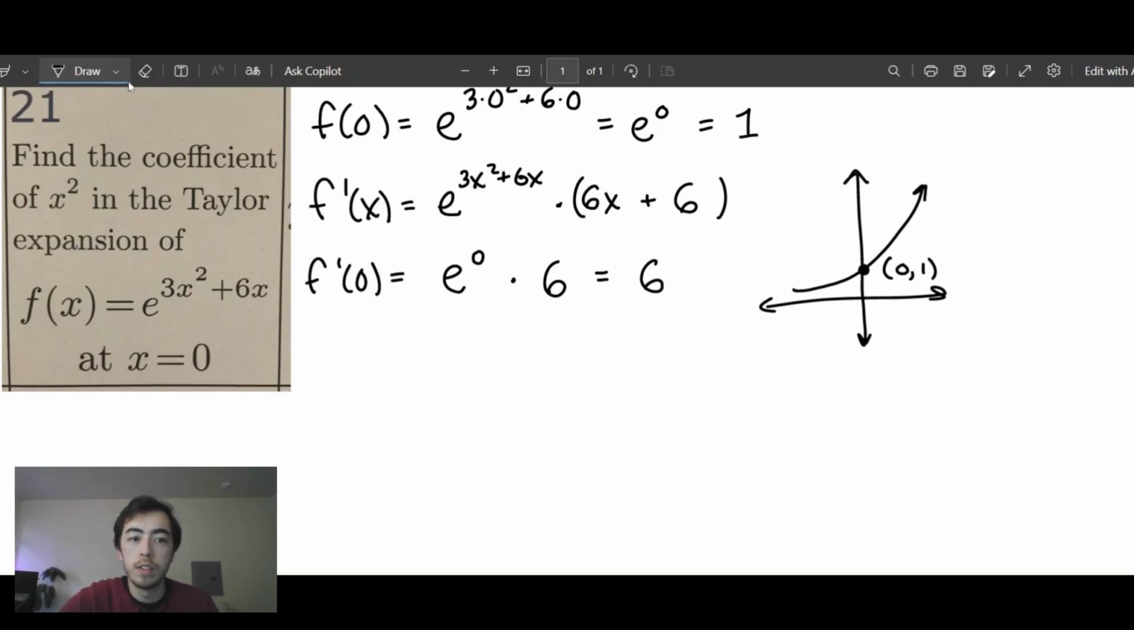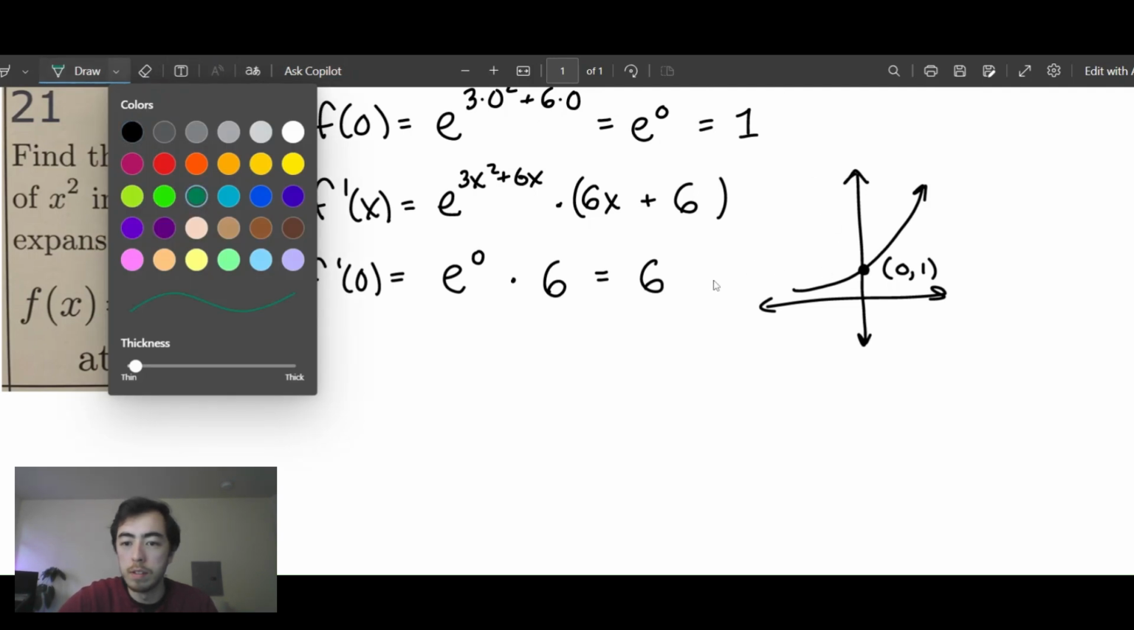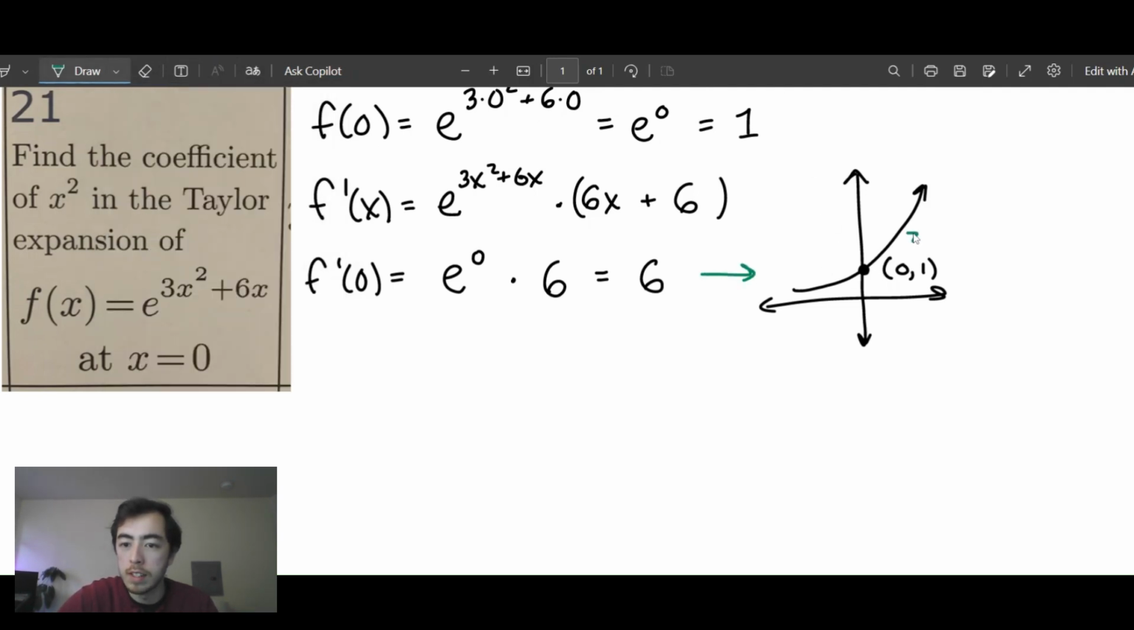Got it. So how should I draw this on the graph? I guess I could draw a line like this, and I know it's not to scale because a slope of 6 would be super steep, but I'll just say m equals 6. m is usually a variable for slope, and now I have an idea of my position at x equals 0 and my slope at x equals 0.